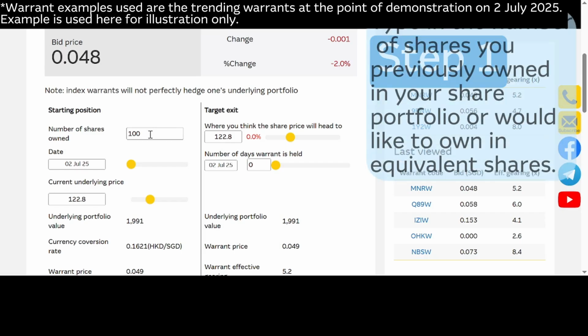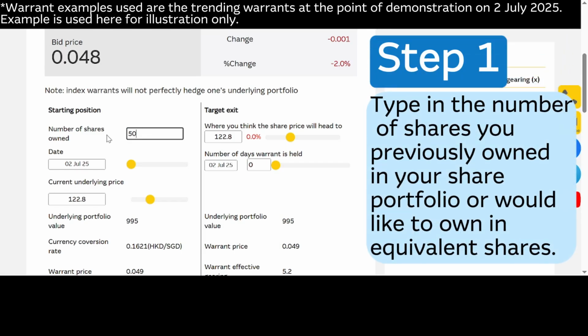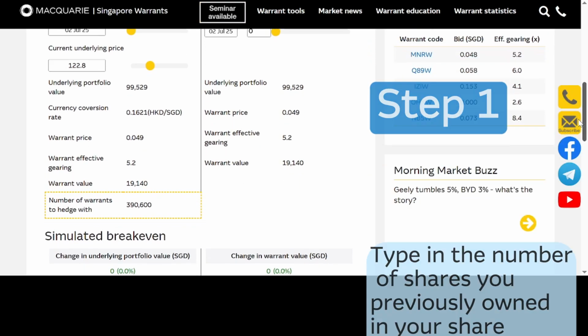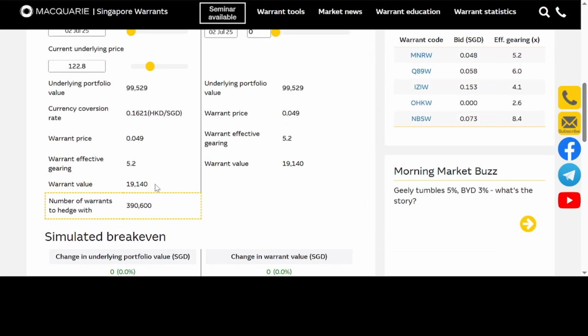Step 1. Type in the number of shares that you previously owned in your share portfolio or would like to own in equivalent shares. Thereafter, the exposure simulator will immediately tell you the estimated Sing dollar amount you need to invest in this call warrant, which is $19,140, to replicate an exposure equivalent to $99,529 worth of BYD shares based on its current underlying share price and the effective gearing of this warrant, which is subject to change depending on the time and date of usage.